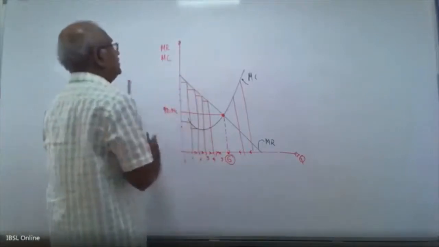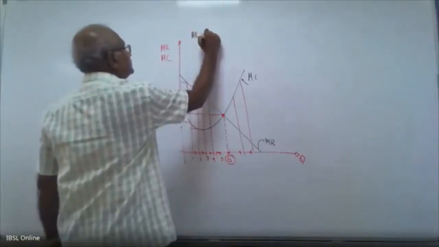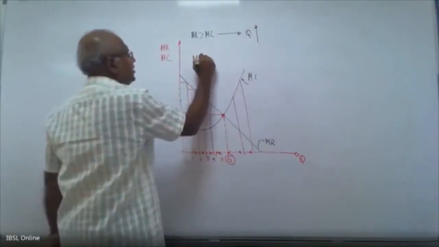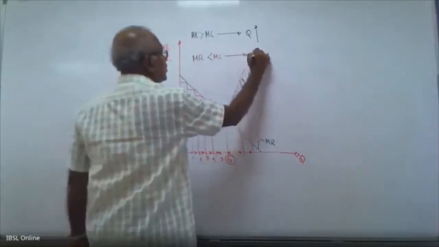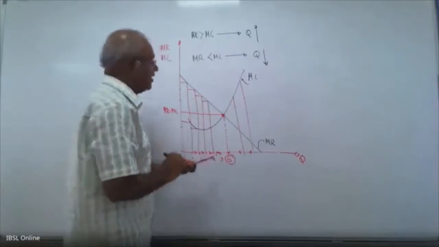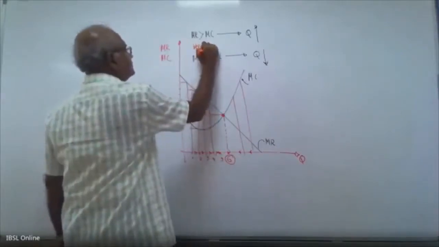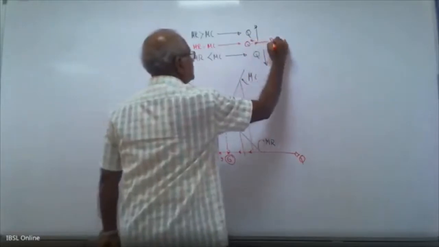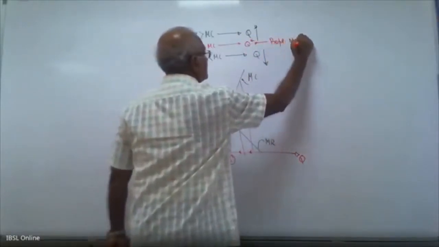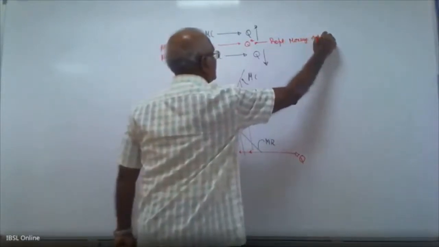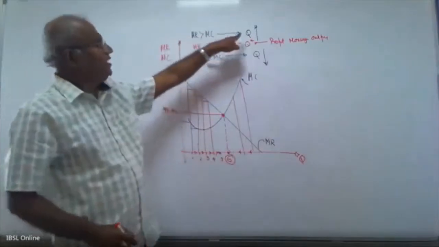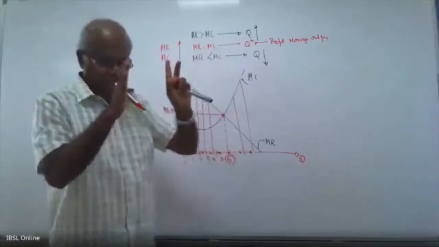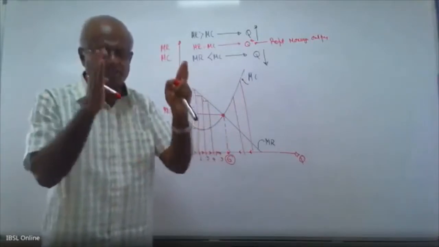When MR is greater than MC, increase output. When MR is less than MC, decrease output. When MR equals MC, that is the profit maximizing output. Don't change, no change. MR greater than MC, increase output. MC greater than MR, decrease output. At that point, no change. You stick to that output. That would be the profit maximizing output.